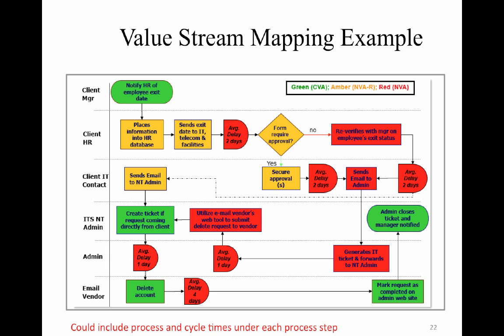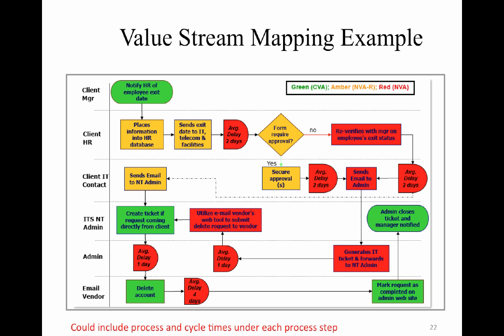So here's an example, and we have in green the customer value added steps. In amber, kind of that orange tint, is non-value added but required. And then the red is purely non-value added and not required. So you can look through some of these and see anything where we have that half oval where there's waiting time involved, that's certainly going to be a non-value added red activity. And you'll note that here.